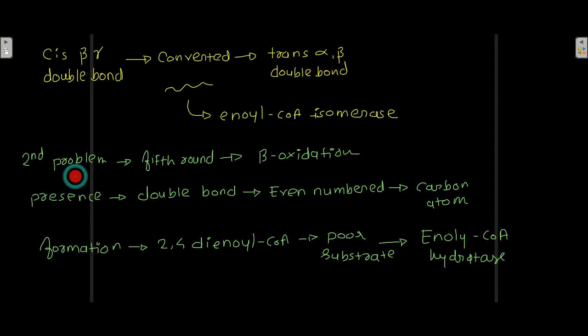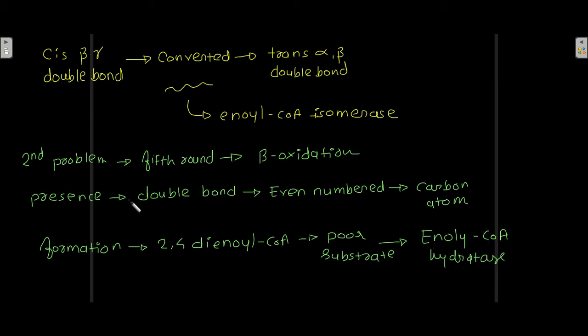Now the second problem arises at the fifth round of beta oxidation. During the fifth round of beta oxidation, there is a presence of a double bond at an even numbered carbon atom, and because of this, there is formation of 2,4-dienoyl coenzyme A, and this 2,4-dienoyl coenzyme A is a poor substrate for enoyl coenzyme A hydratase.